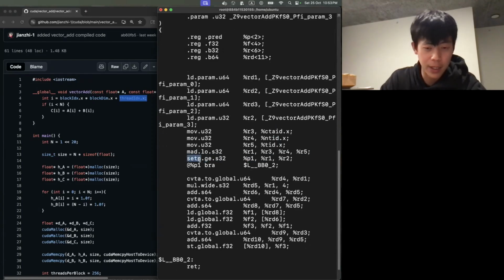And this set P means set predicate, right? It is testing greater equal. So this R1 register stores the I. It is testing whether R1 is greater than R2.